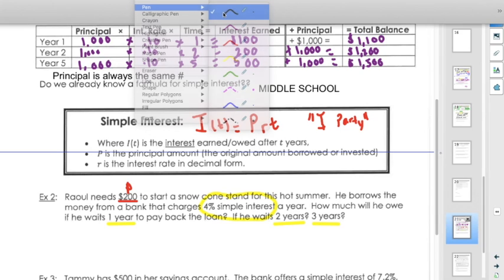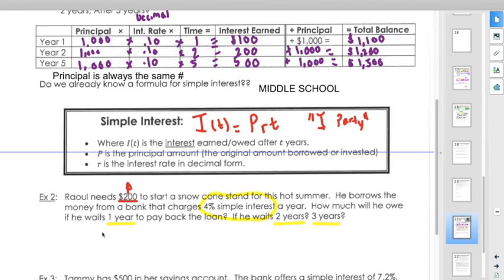Okay. So, again, we're going to do I of t equals PRT. That's our formula. And we know P is 200. Our rate, 4%. Well, how do we write that as a decimal? It's going to be 0.04. And then we have 3 different things it wants us to find: after 1 year, after 2 years, and after 3 years. So let's do that here.